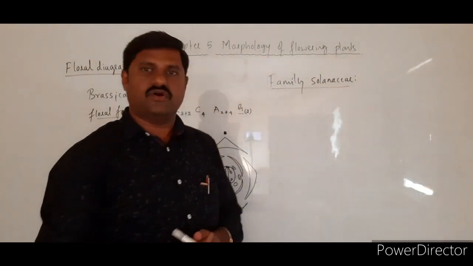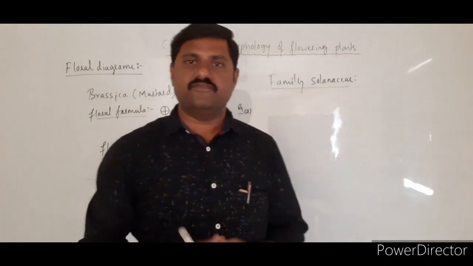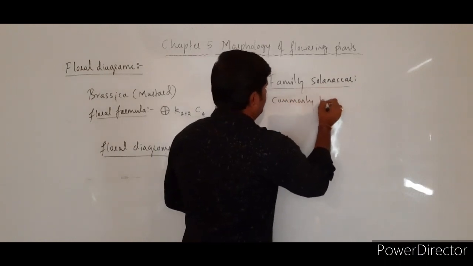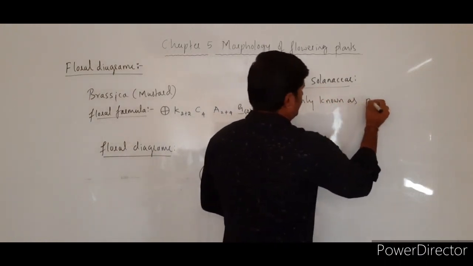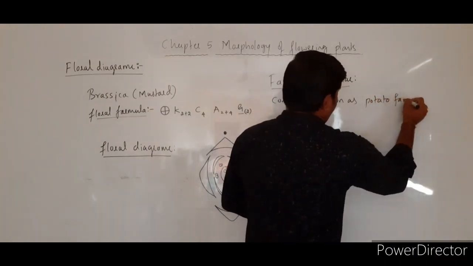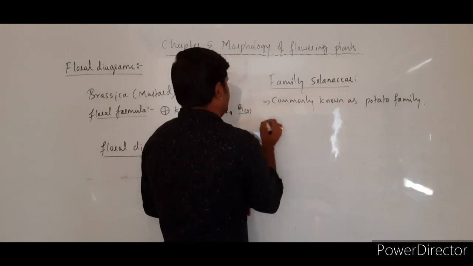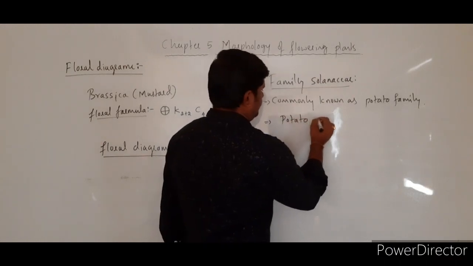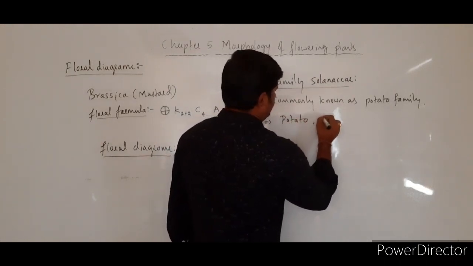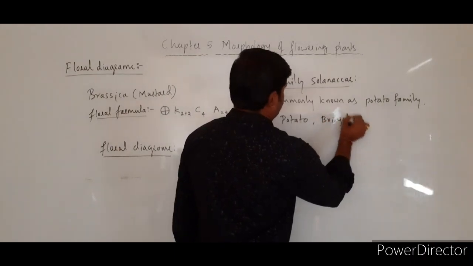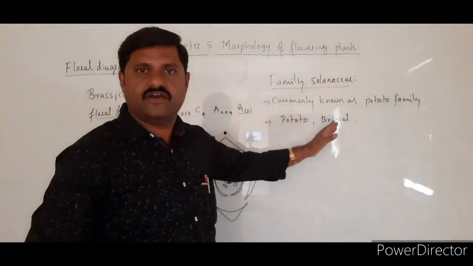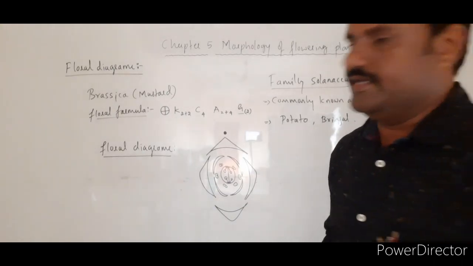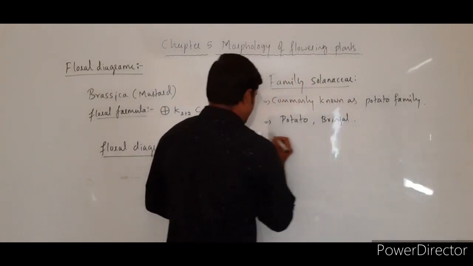This family is commonly known as the potato family. What is it commonly known as? It is commonly known as the potato family. So it includes potato, brinjal, such kind of plants. So these are the best examples for this family.